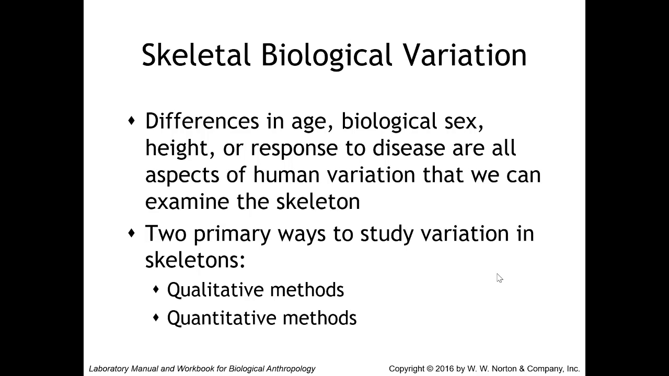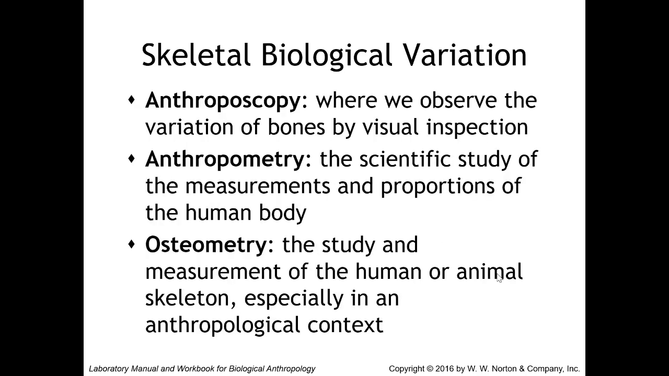Anything that has to do with, say, has this trait, doesn't have this trait, is maybe, anything descriptive, essentially, will go into qualitative methods. So just keep that in mind. So anthroposcopy is where we observe the variation of bones by visual inspection, right? That's what we're looking for in qualitative methods. So the observation of physical bodily characteristics by inspection as opposed to exact measurement, right? So exact measurement would be quantitative, anthroposcopy would be qualitative.